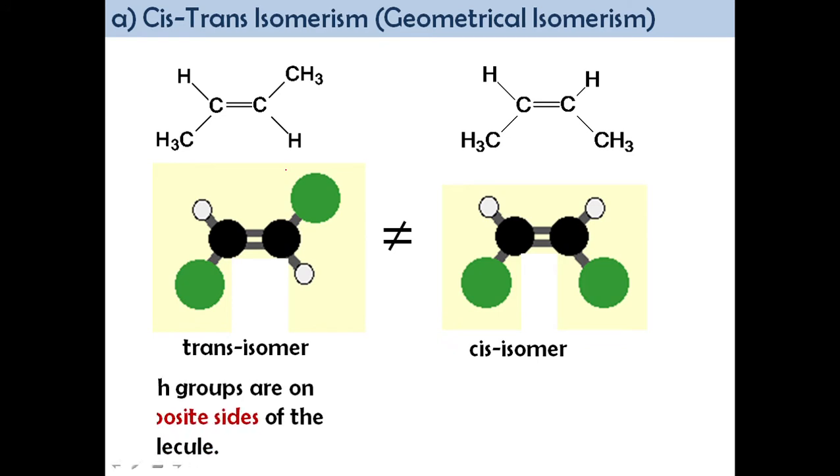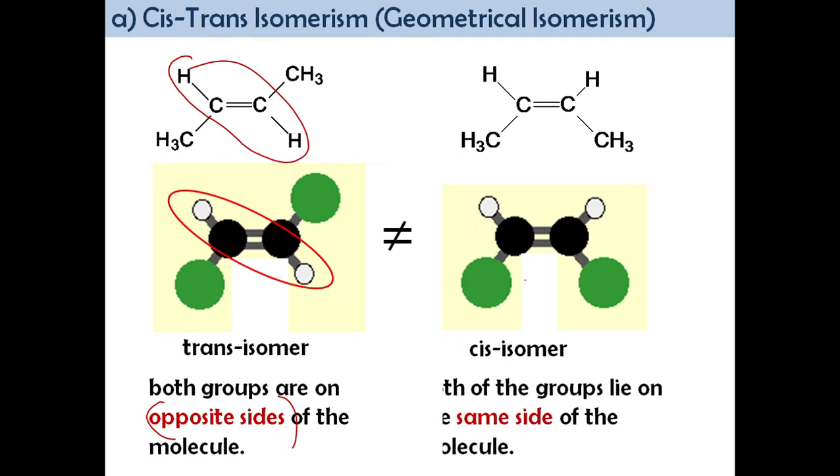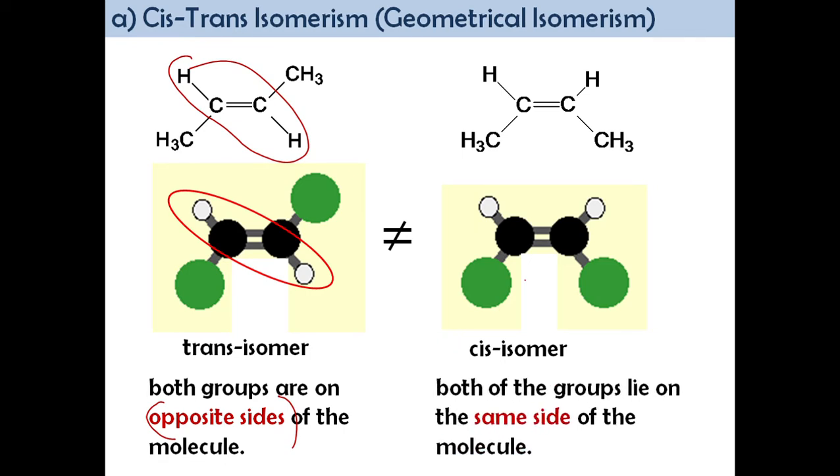Okay, because the groups attach on opposite side. Begini. Okay, ataupun yang ni, samalah. Okay, jadi ini awak boleh nampak dia opposite. Okay, what about this? Ini kita panggil cis isomer because the groups lie on the same side of the molecule. Ini. Okay? Jadi, trans, opposite, cis, sama. Okay, next.